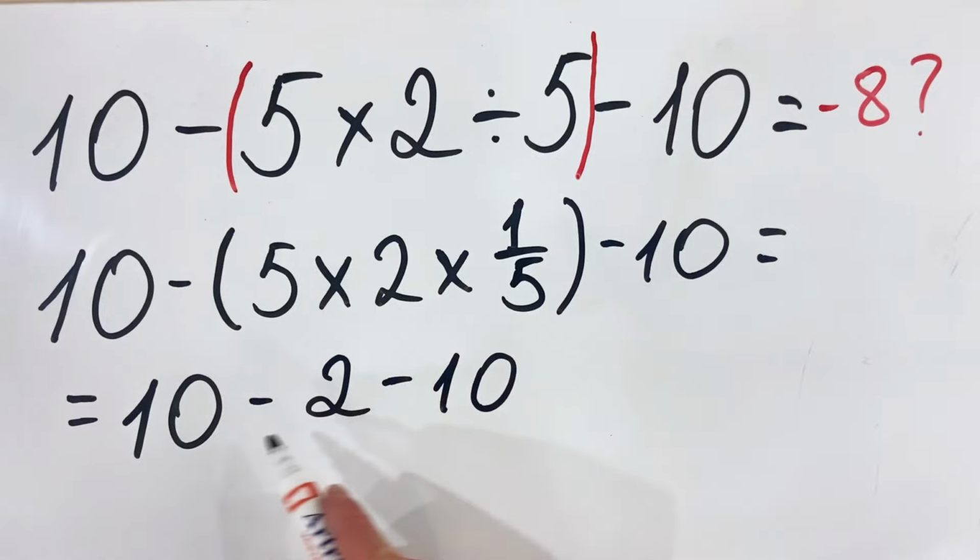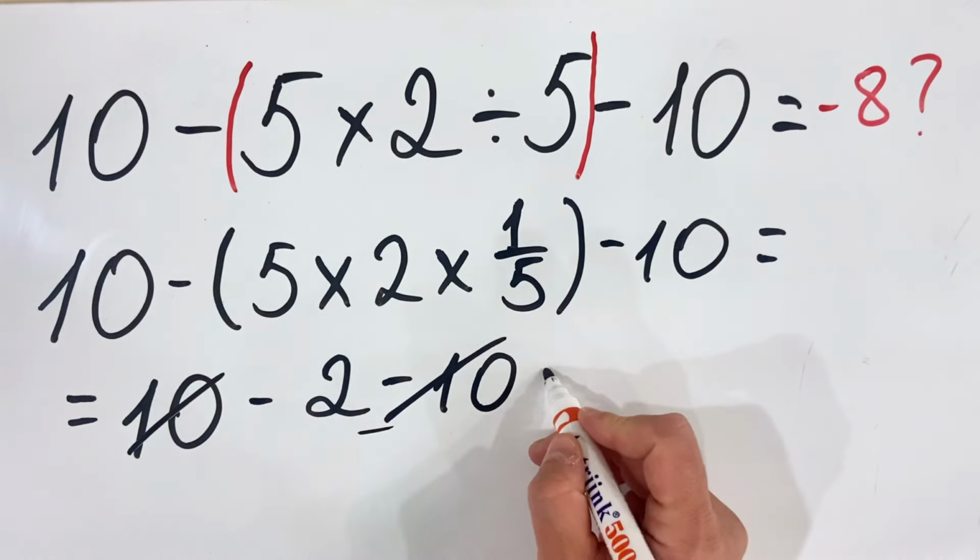Here we have 10 minus 10, we cancel them, and the result is minus 2.